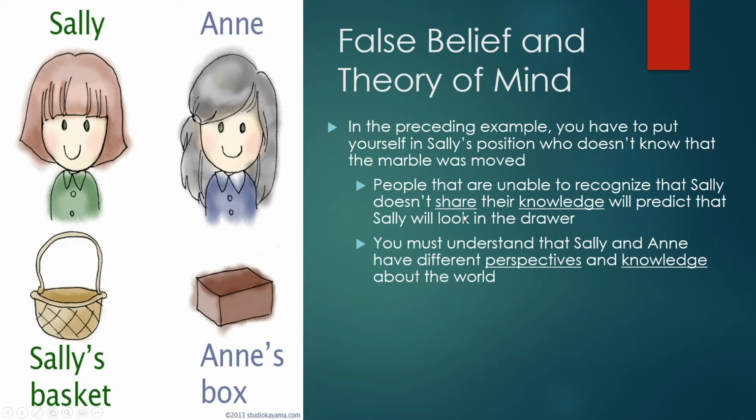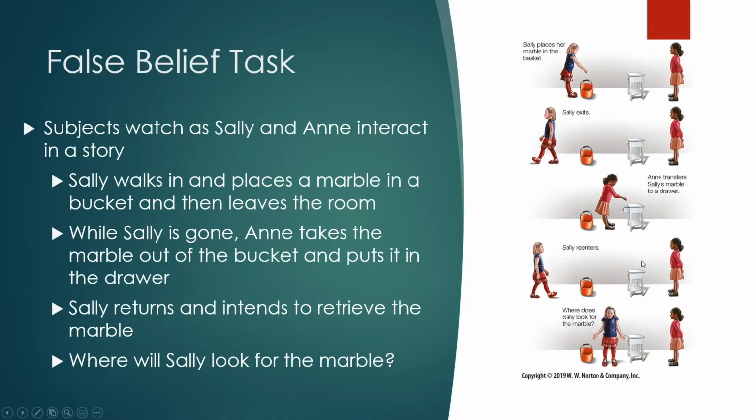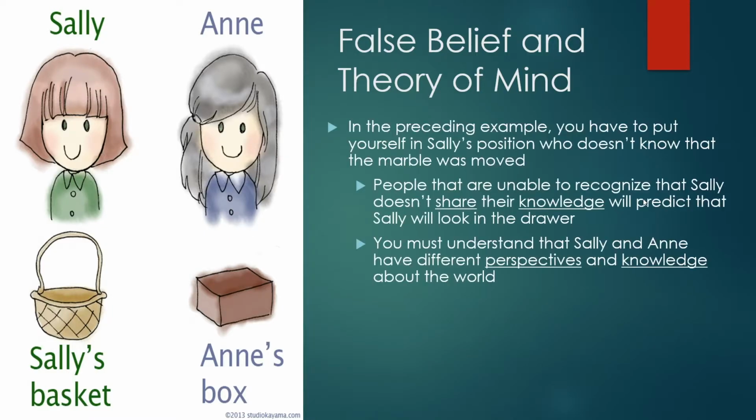So I'm going to go back a slide real quick. So Sally doesn't know that the marble has been moved, but someone that doesn't have theory of mind, someone that isn't able to put themselves into someone else's shoes and understand that other people have a different perspective than they do, they're going to say, well, it was put in the drawer. Like Sally should know that it was put in the drawer because I saw Anne put it in the drawer, so she's got to know too. It's kind of assuming that other people know what you know.